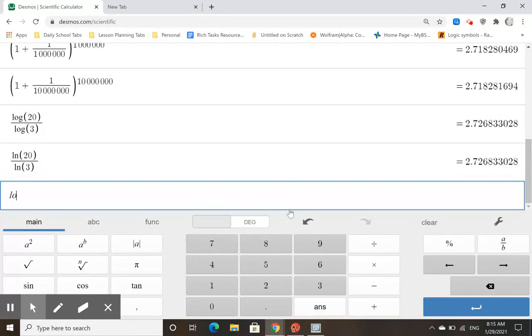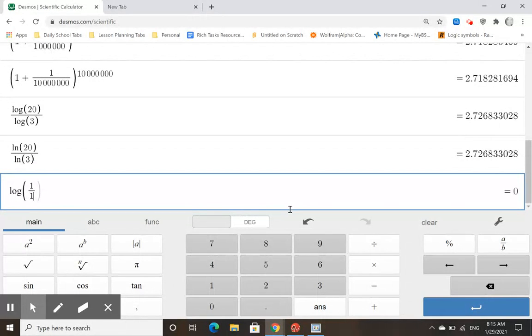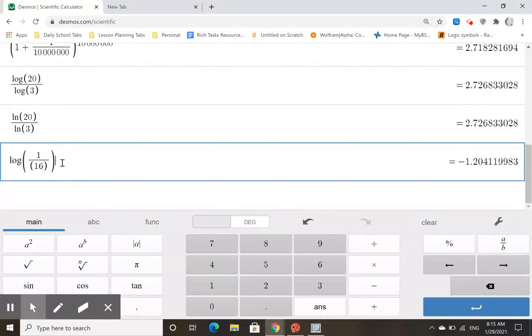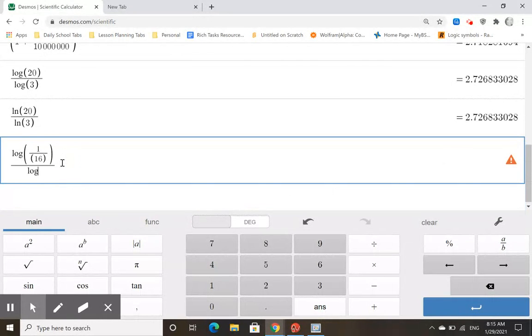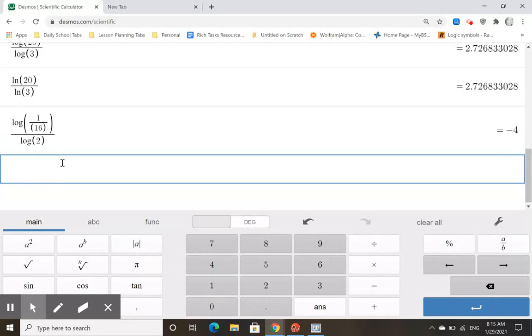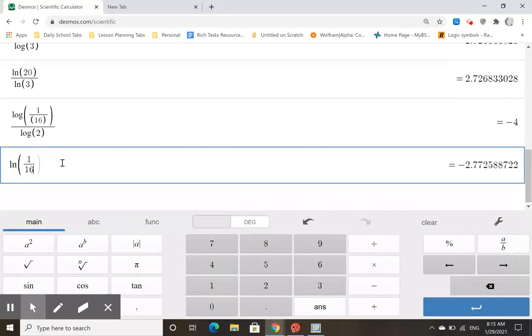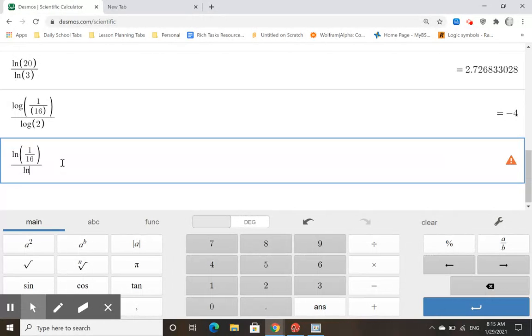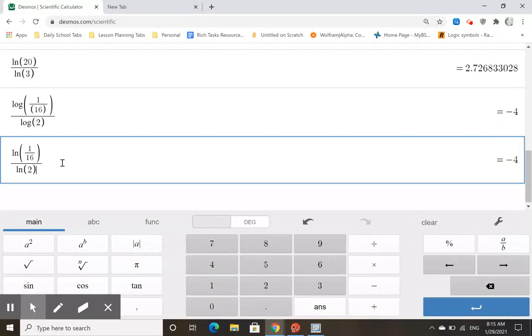All right, in the next one, we have log of 1 over 16. Whoops, I need to divide by log of 2. And that is -4, just like I thought. So let me show you how if I use a natural log, ln of 1 over 16, divided by a natural log of 2, it's the same. So you can use them in very similar fashions.